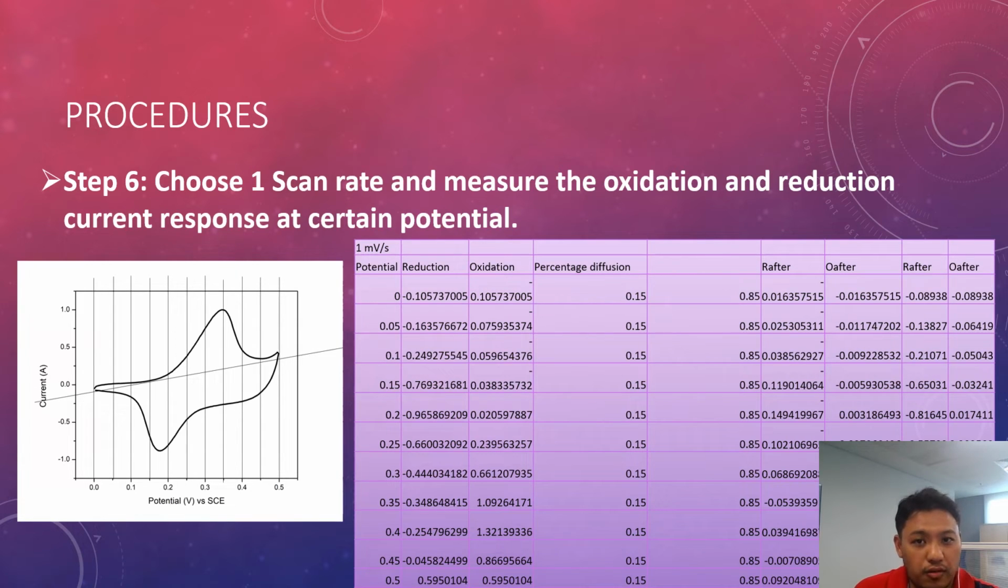So you can just use the formula to get the reduction current after you get the percentage. For example, here, after 0.15%, what happened to the value of current? So this is the reduction current response. This is the oxidation current response after the percentage contribution. So it is important to get this table first before you can plot.